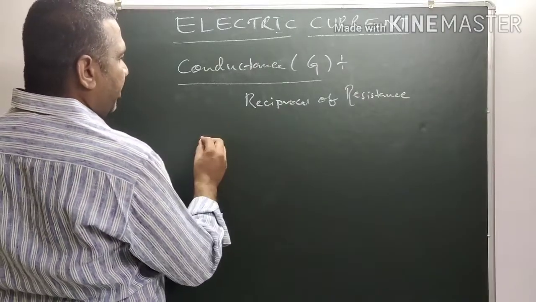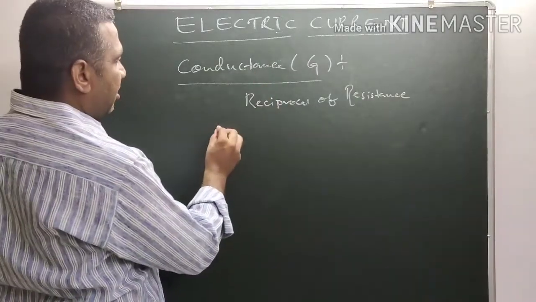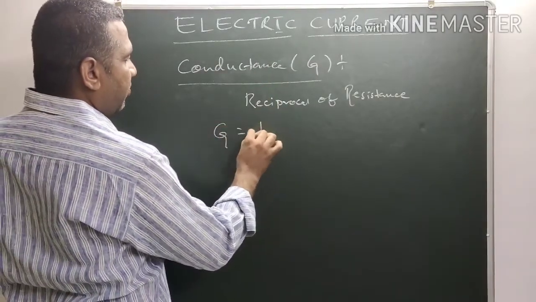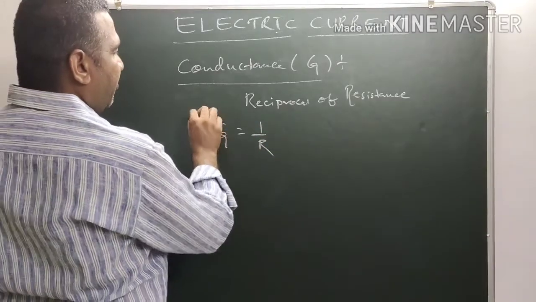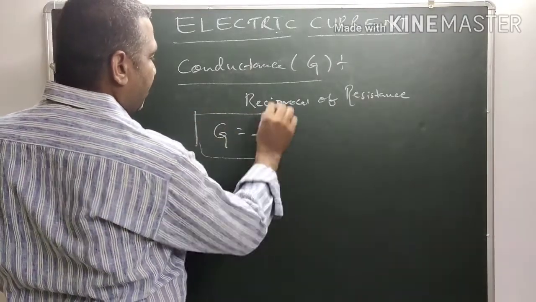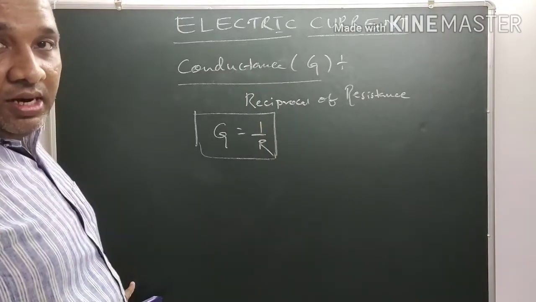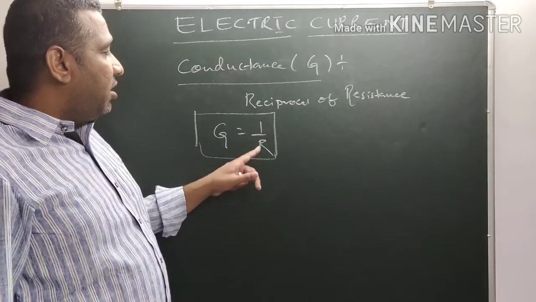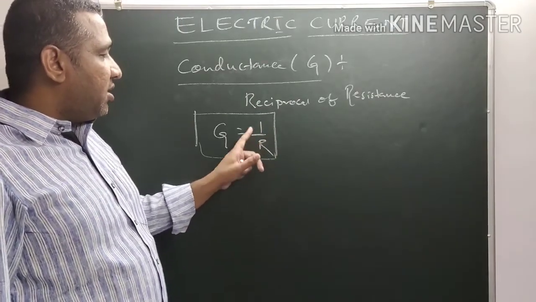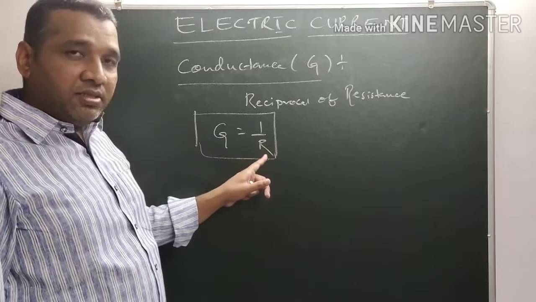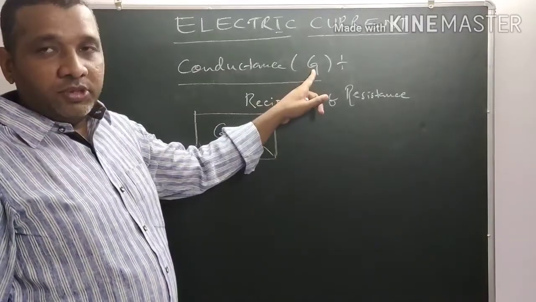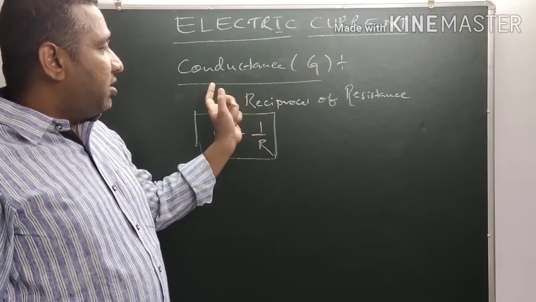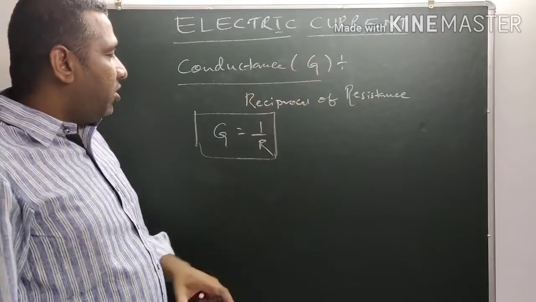So how do you write the equation for the conductance here? G equals 1 by R. G equals 1 by R. So from the equation we represent the conductance. Conductance is nothing but the reciprocal of resistance. Reciprocal of electrical resistance is nothing but the conductance. It is represented by capital G.